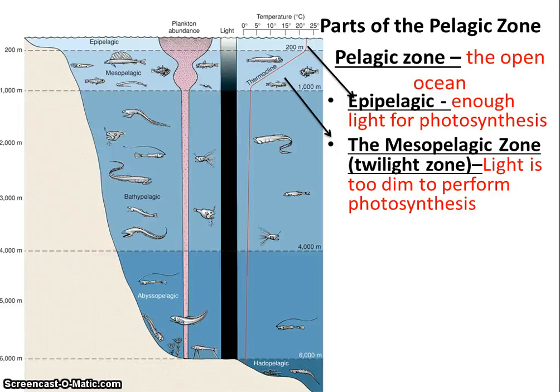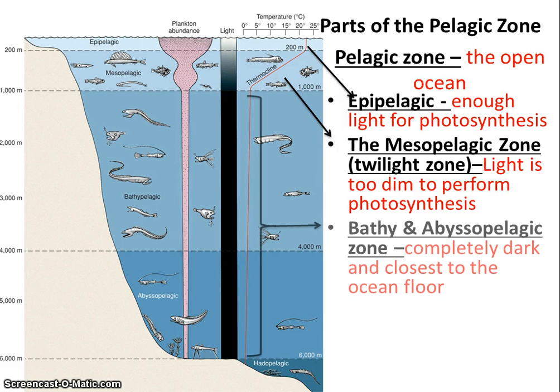Epipelagic, there's enough light for photosynthesis. Mesopelagic, there's light still, but there's not enough light for photosynthesis. When you get below the mesopelagic zone, you enter 2 zones, the bathypelagic and abyssopelagic zones. The bathypelagic zone is actually more shallow than the abyssopelagic zone. Both these zones are completely dark all the time.